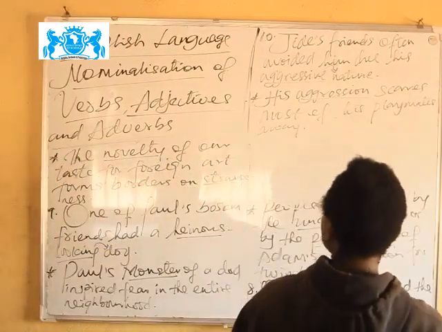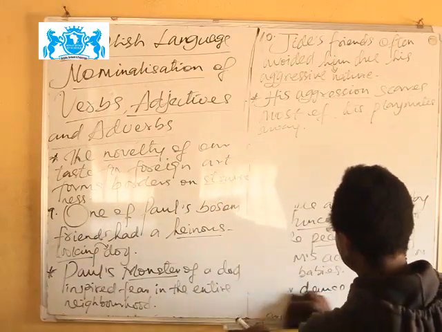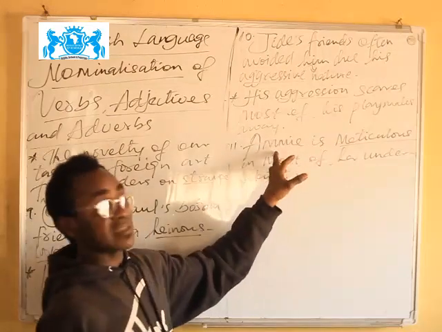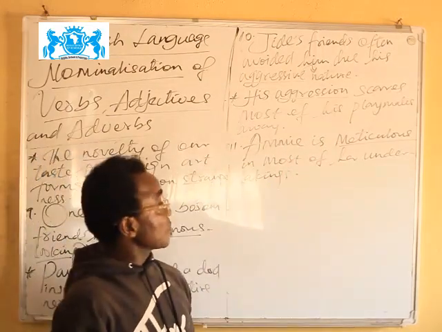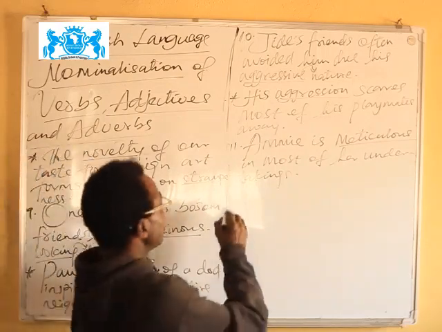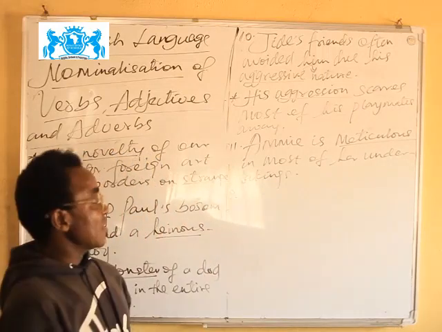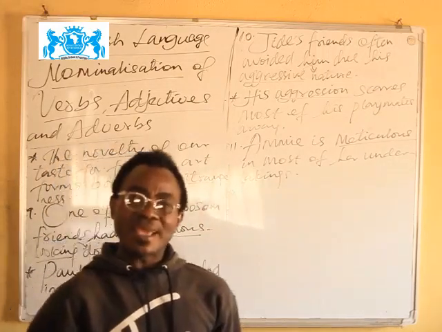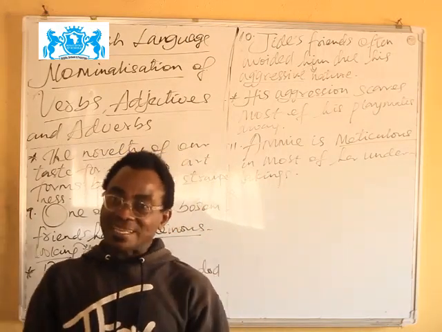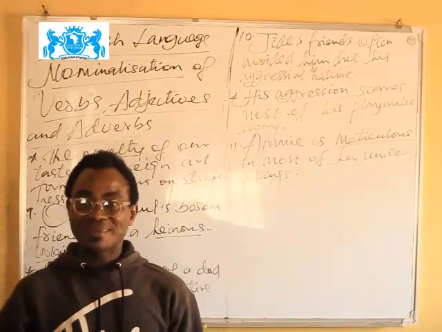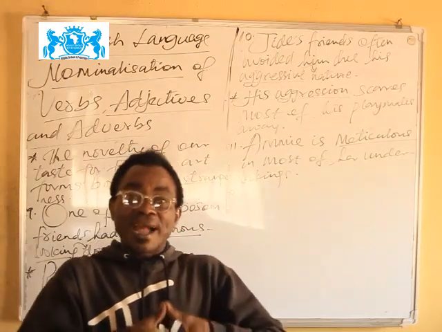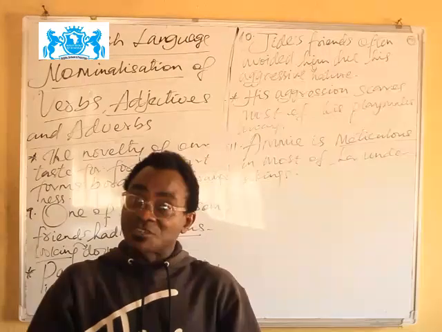Now let us take a few more sentences. Annie is meticulous in most of her undertakings. So the adjective qualifies the noun form Annie, which is someone's name. Annie is meticulous in most of her undertakings. Of course, the noun form is meticulousness. What does it mean to be meticulous? It means to be careful in handling issues, in handling people. Someone who is meticulous is methodical in doing something. The person has an eye for details in whatever he or she does.